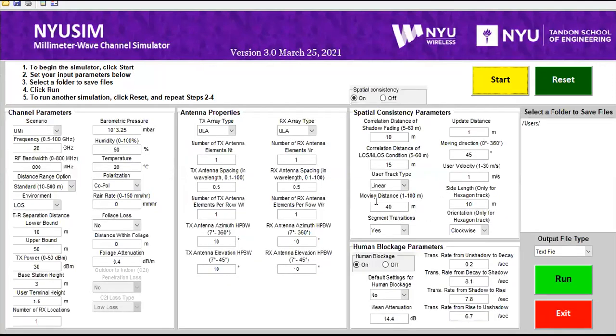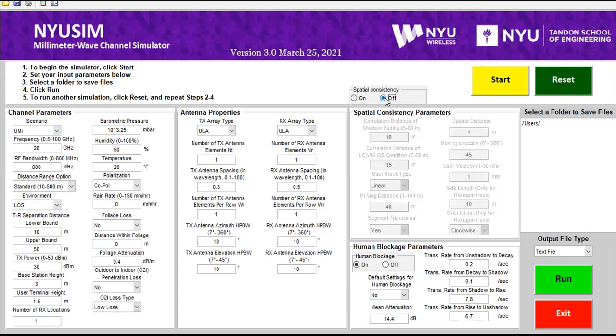Okay, so first you start this way, hitting the start button. You then get all the different options. On the right side, you can see the spatial consistency parameters, and on top of that there are on and off features. So you can turn the spatial consistency off, or you can turn it on.